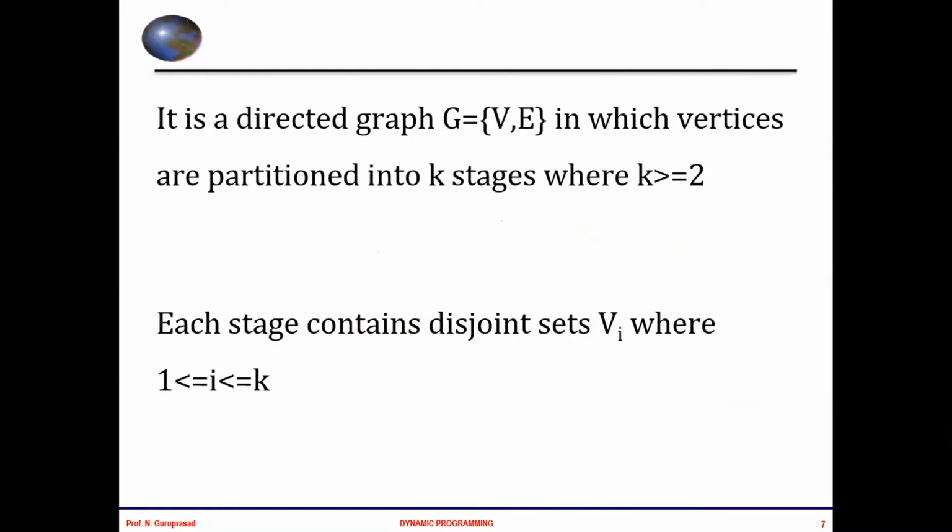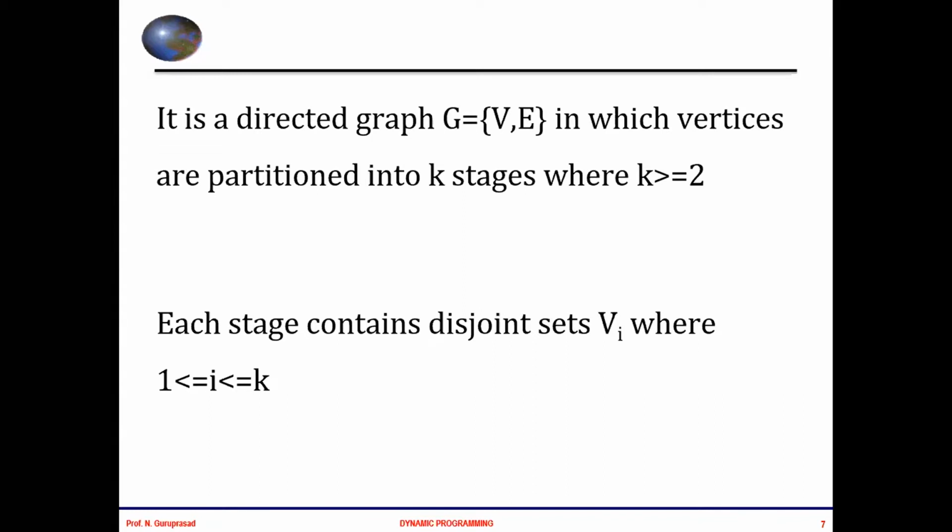So let us look at the first problem statement, called multi-stage graph. What exactly do you mean by multi-stage graph? We have already seen a nonlinear data structure called graph, but a multi-stage graph is a directed graph, and you have to keep that in mind. Multi-stage graphs are always directed graphs, and as usual they consist of a number of vertices and edges, but the only difference in this case is that the vertices are partitioned into a couple of stages.